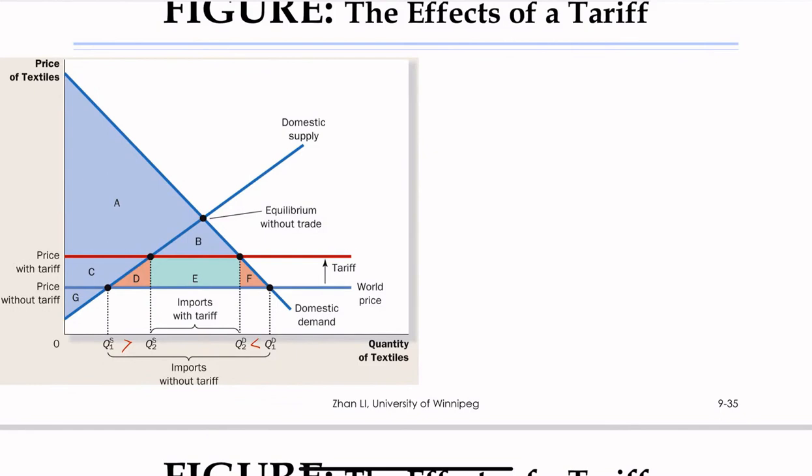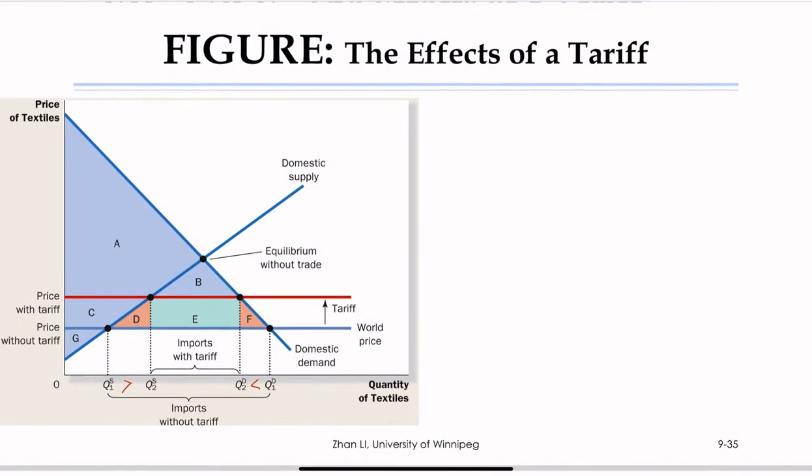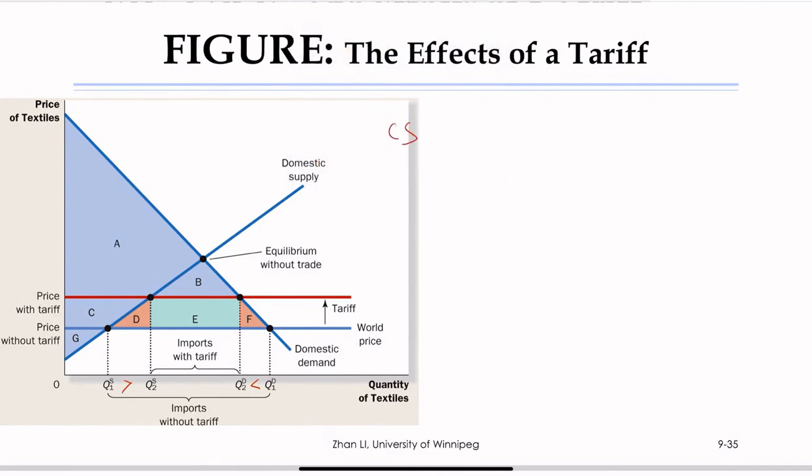Okay, you can see that we have a lot of rectangles and triangles here. So the case with the tariff is more complicated than the case without a tariff. Now let's start with consumer surplus, producer surplus, tax revenue, and total surplus. We first discuss the case of no tariff, and then the case with a tariff, and then we look at changes.